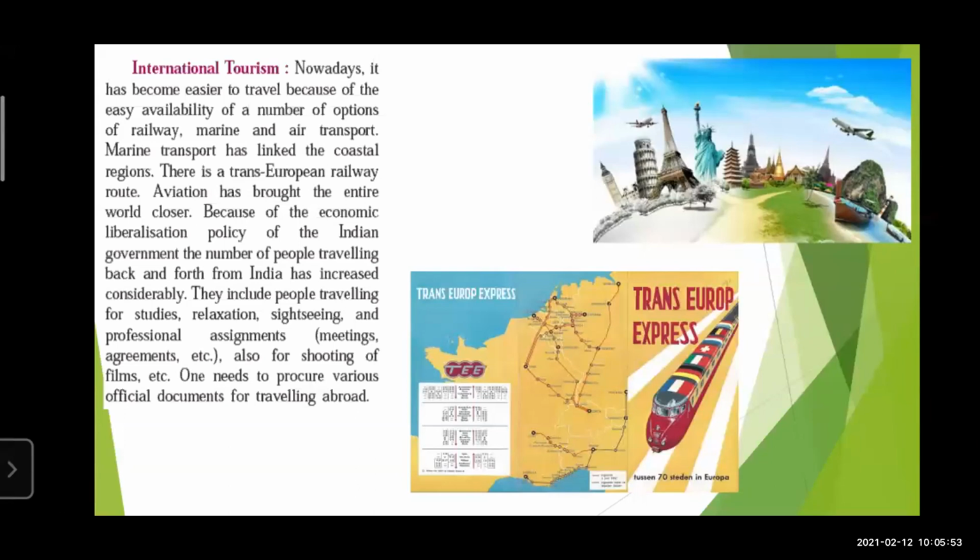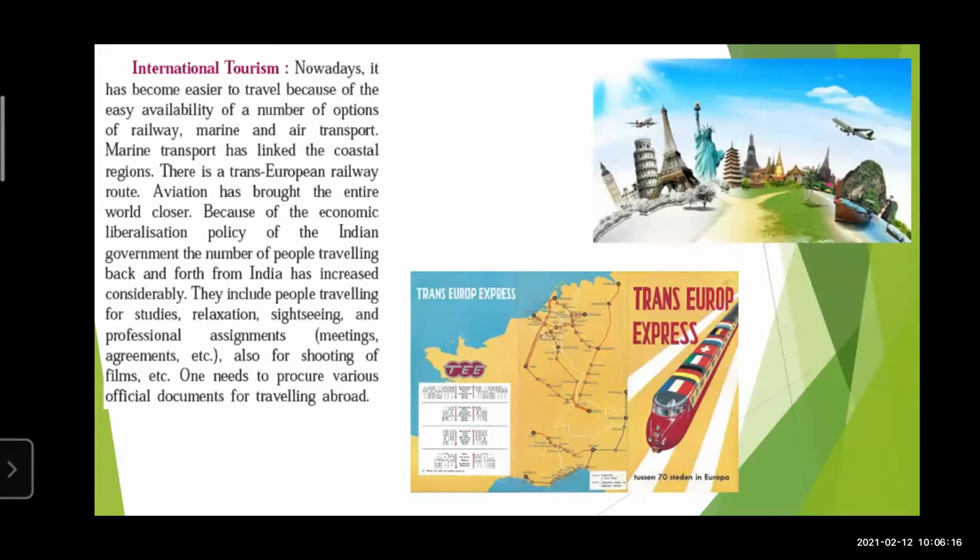Because of the economic liberalization policy which has been started by the Indian government, okay, that is making the economy more market and service oriented and expanding foreign as well as private investment. The number of people traveling back and forth, okay, coming and going from India, has increased considerably.